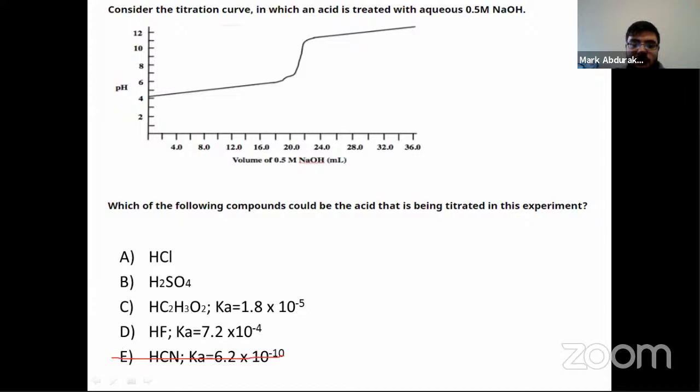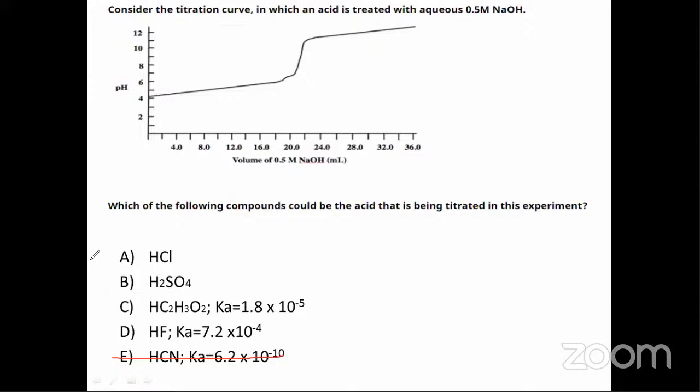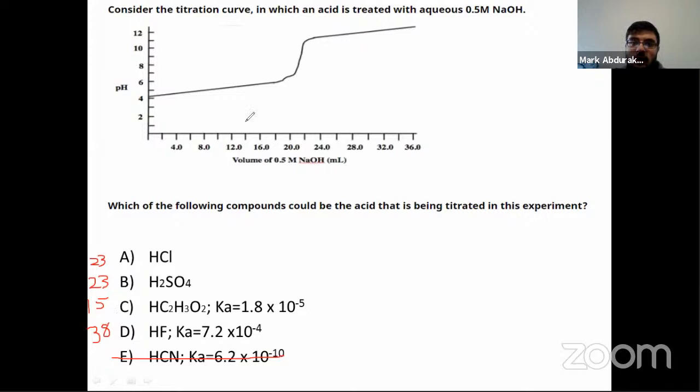Okay, so 23% said A, 23% said B, 15% said C, and then 38% for D. Interesting. So the correct answer is actually C, which had the least amount of votes. So I'm going to take my time going over this.